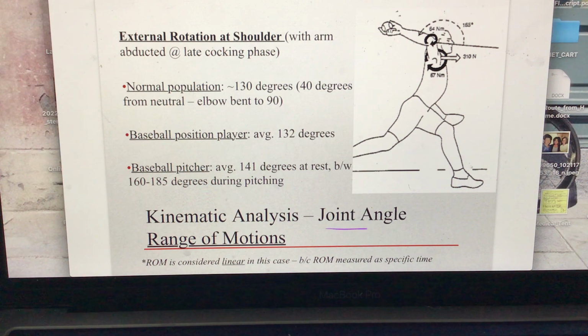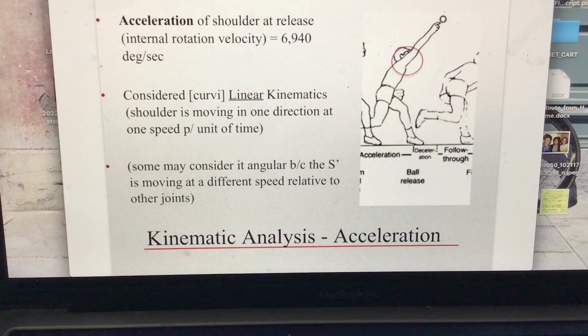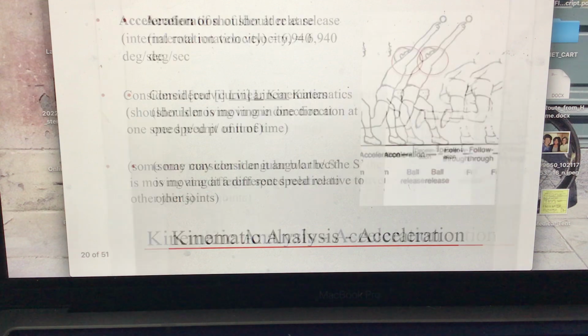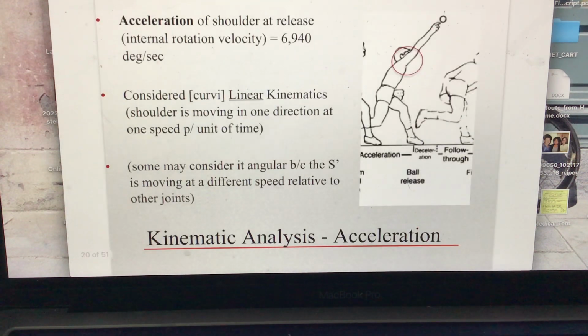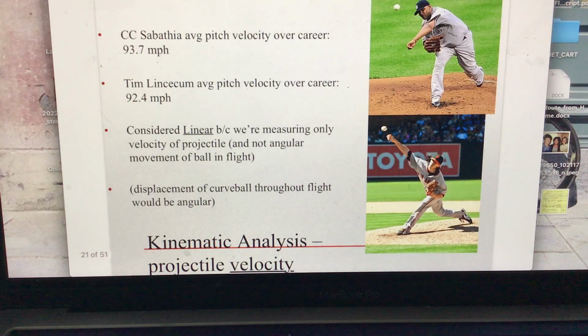If we're looking at the joint angle, that would be considered kinematics. If I was looking at something else, it might be kinetics, but this is kinematics. Acceleration. Wasn't acceleration something we talked about with kinematics? Let me go back. Acceleration is usually a linear kinematic. Now, it could be angular, right? So it depends. If it's just acceleration in meters per second, linear. If it's angular acceleration, then it's going to be an angular kinematic.